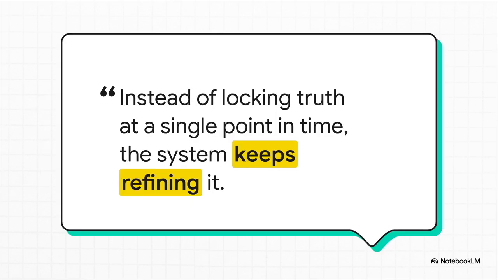Now, what's really interesting about this slide is it brings us to the true philosophical core of the issue. Instead of locking truth at a single point in time, the system keeps refining it. Think about how profound that really is. Truth, especially in the context of human progress, isn't some static destination. It's a continuous process of refinement. When an AI system can actually embrace this continuous evolution of truth, when it can actively overwrite outdated assumptions with new discoveries, exactly like a healthy human mind does, it breaks completely free from the constraints of its original training data. It evolves from a simple memory retrieval tool into a truly dynamic intelligence.